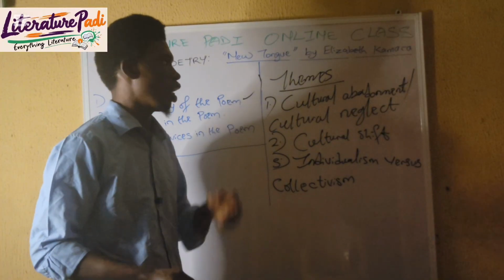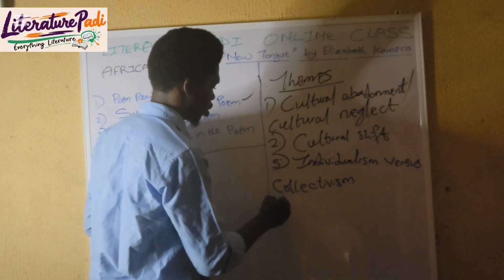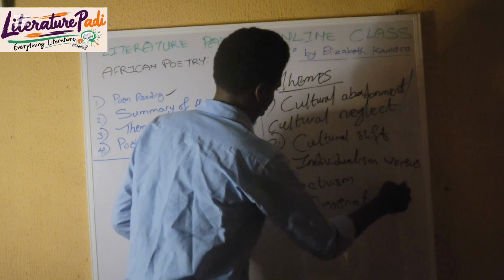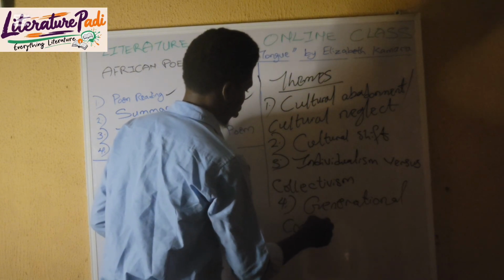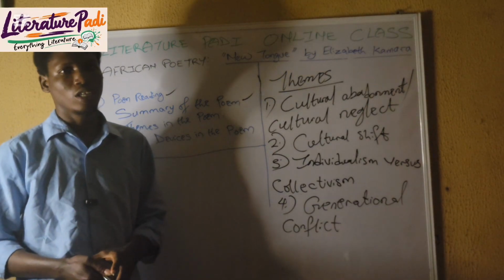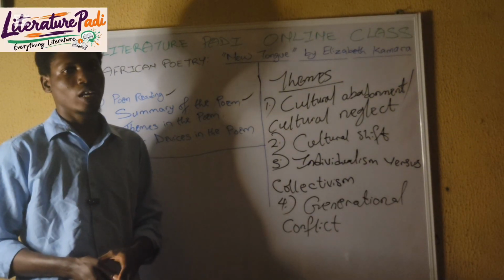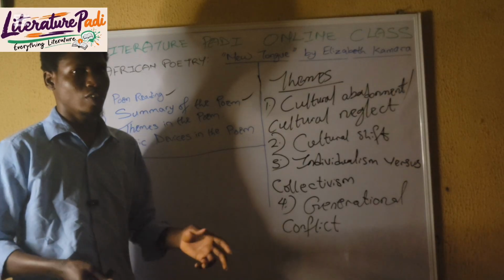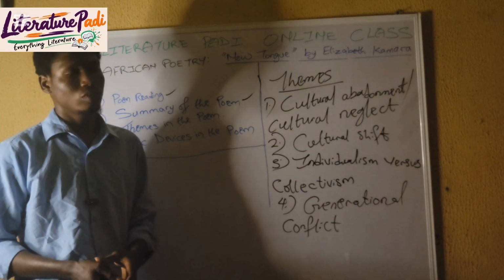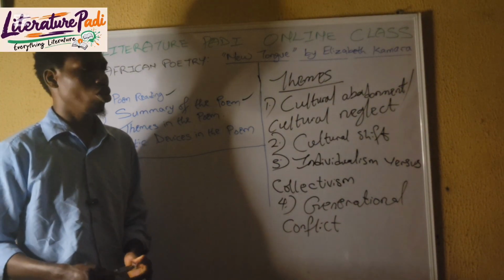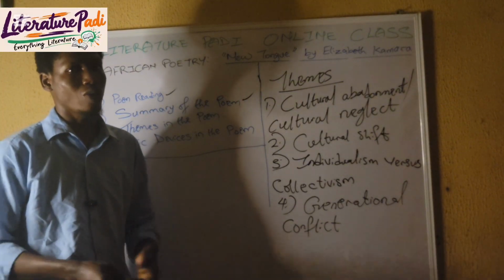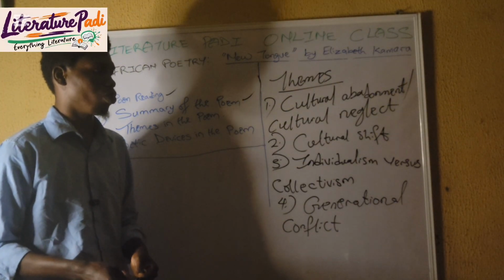So another important theme in the poem is generational conflict. Generational conflict is another important theme in the poem, and we can see the dichotomy between the older generation and the new generation. So they literally do not see eye to eye. The young generation, the new generation, does not even want to associate or identify with the older generation. And we have several instances of that in the poem.